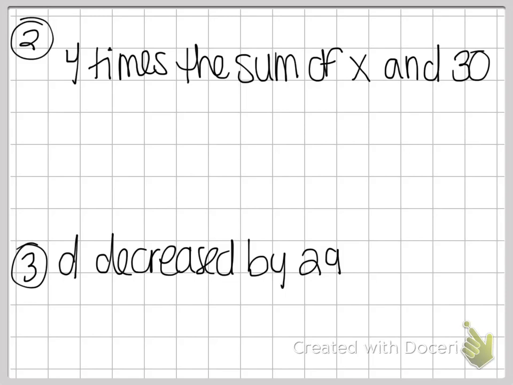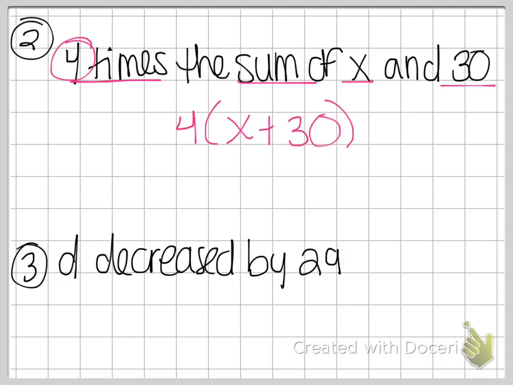Example number 2, 4 times the sum of x and 30. Okay, so we've got 4 times the sum of x and 30. So I know I'm going to be adding x plus 30. And it says 4 times the sum of that. So I need to show x plus 30 times 4. So the way I'm going to do that is put parentheses around them and put my 4 on the outside. Because that shows 4 times. When the 4 is outside the parentheses, that shows me that you're multiplying everything inside the parentheses 4 times.